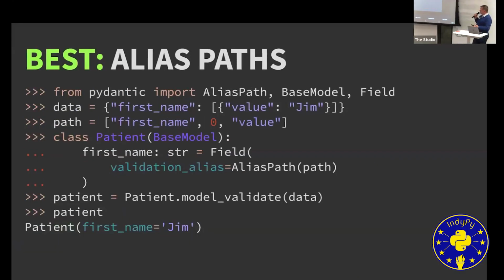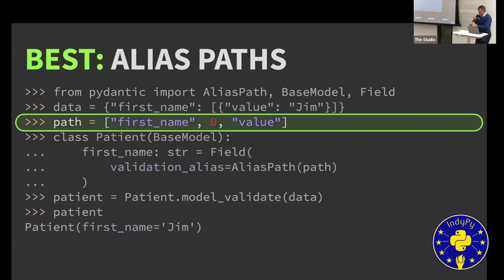So alias paths let us dig into our data structure and pluck out just the values that we want. Let's take a closer look at how that works. We define a path that navigates from the root of the object down to the data that we want. In this case, we need to go down to the first name field, then to index 0 in our list, and then into the value field.